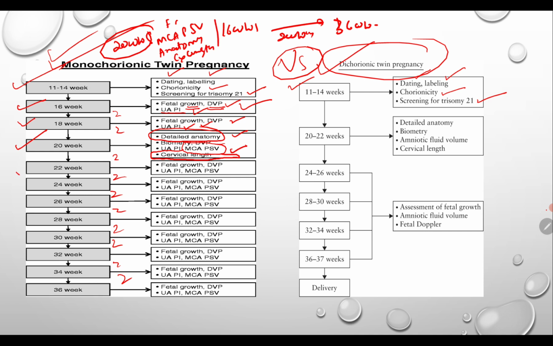Again at 22 weeks you will do the same things, only the cervical length is not measured. Fetal growth has to be measured, deepest vertical pocket has to be measured, umbilical artery PI, MCA PSV.